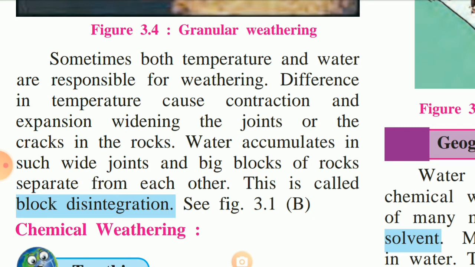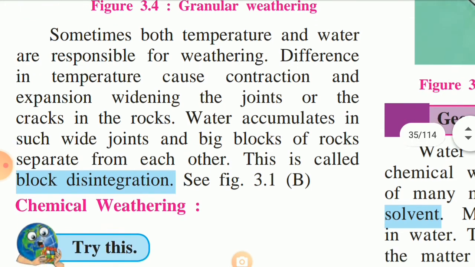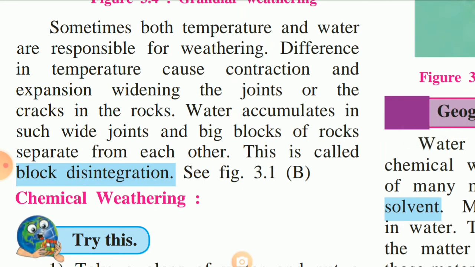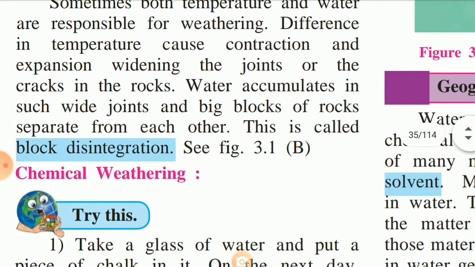Because water goes in it, when the temperature goes below 0°C, it forms ice, and the ice mass requires more space, and therefore disintegration takes place. So temperature and water are responsible for weathering. Difference in temperature causes contraction and expansion. So a rock's particles contract and expand. Because of this contraction and expansion, the joints or cracks in the rock widen. Water accumulates in such wide joints, and big blocks of rocks separate from each other.